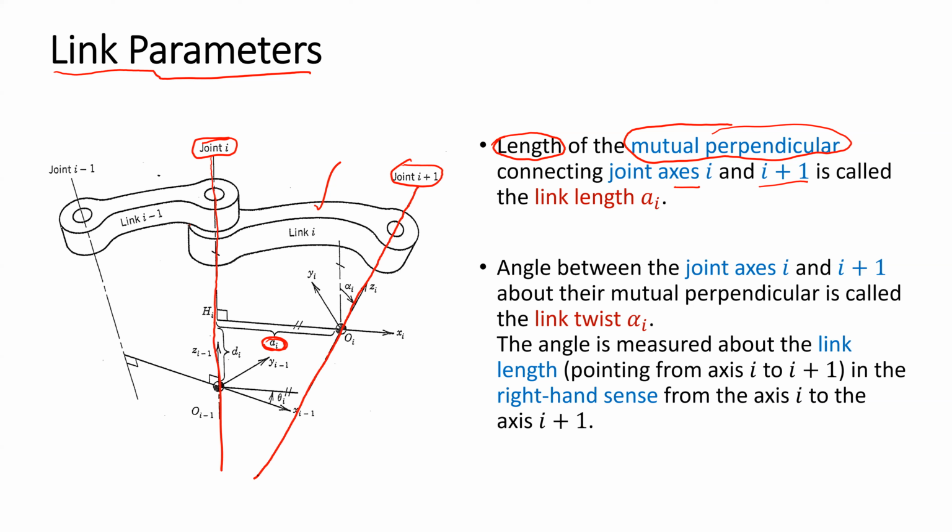And then you need to find the mutual perpendicular line. What is the meaning of the mutual perpendicular line? You should find a line that has a perpendicular angle with joint i and is also perpendicular to joint i plus 1. You should find this line, and the length of this line will be the link length.